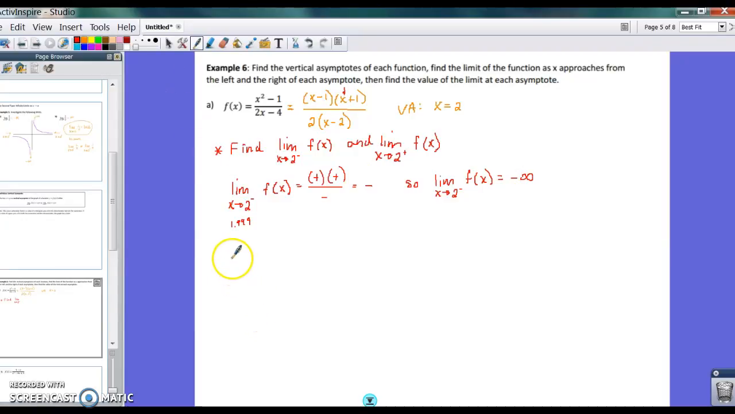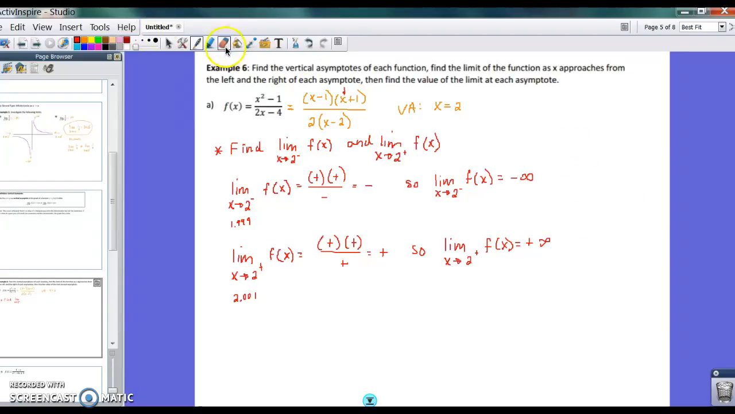So now I'm going to do the same thing, and this time I'm going to do it from the right. So I'm going to say as x approaches 2 from the right. So I'm going to pick a number just to the right of 2, so maybe I'll use 2.001. Okay, so I'm going to find the limit there. If I plug 2.001 here, I get a positive number, and a positive number, right? So I get a positive times a positive over a positive, which just leaves me with a positive. Well, that means that the limit as x approaches 2 from the right is going to be positive infinity.